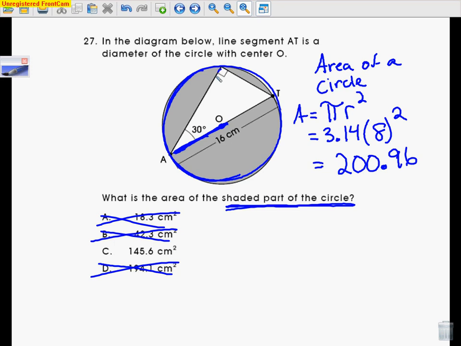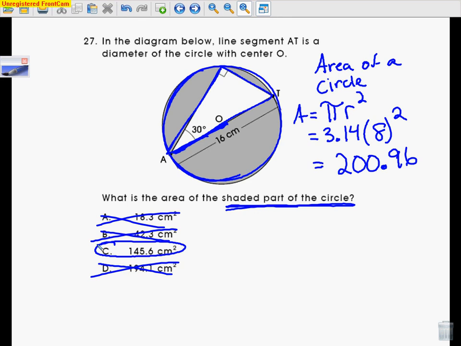Because this triangle takes up not quite half, definitely not half, but a little less than that. So C is the only one that really makes any type of sense. All right, there are other ways to do this problem as well.